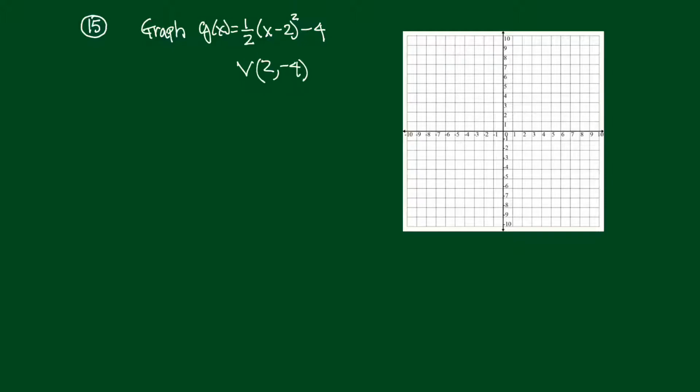To the right 2, down 4. So on our graph over here, I'm going to go to the right 2, down 4. Let's put a point there. And now I notice that we have a 1/2 out here. So this is a compression.